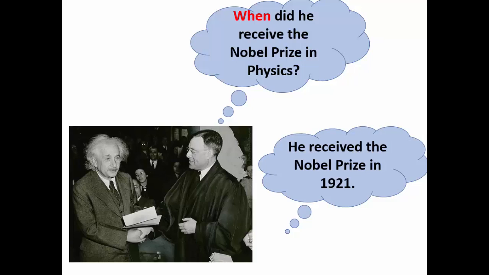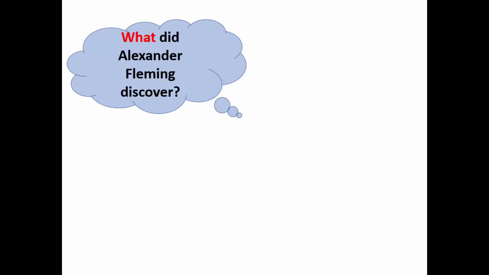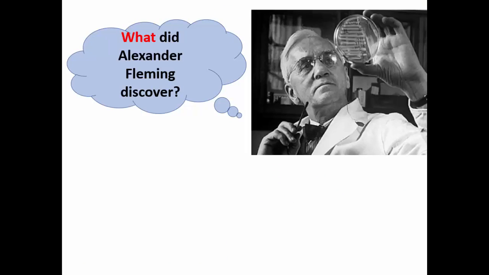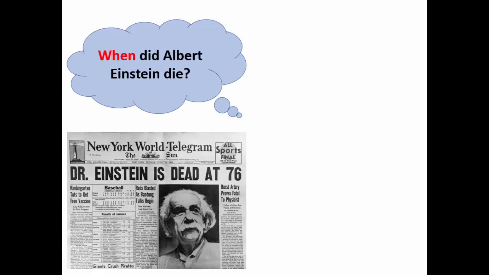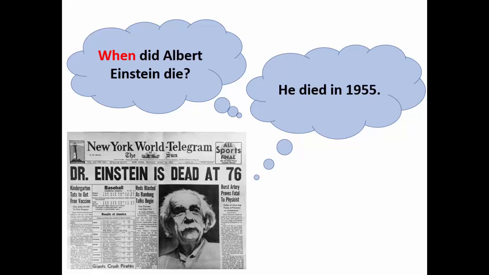This is the answer. The other question. What did Alexander Fleming discover? Here we also use what as the question word. The answer is he discovered the first antibiotic and penicillin. The next question. When did Albert Einstein die? Here we use when in the question to find the date or the time. Okay, the answer is he died in 1955.